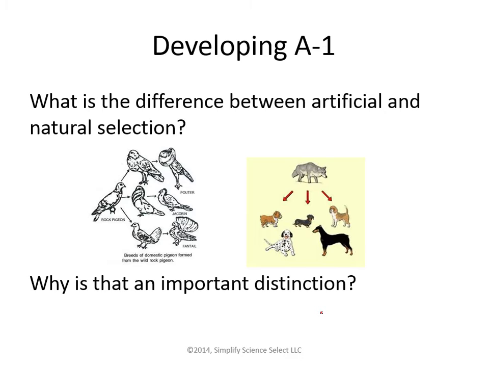So, what is the difference between artificial and natural selection, and why is that important? I'll let you pause and think. The important distinction is, why do they get to have more kids? That's what's important.